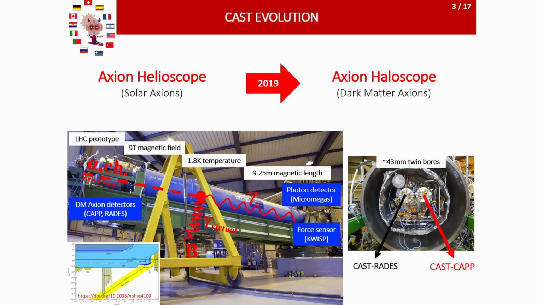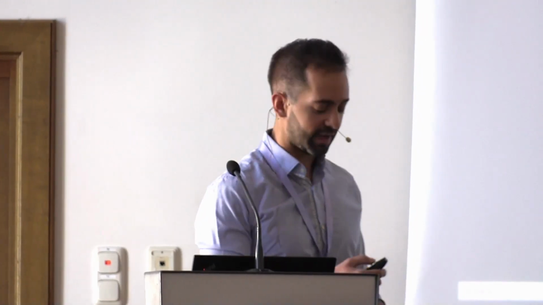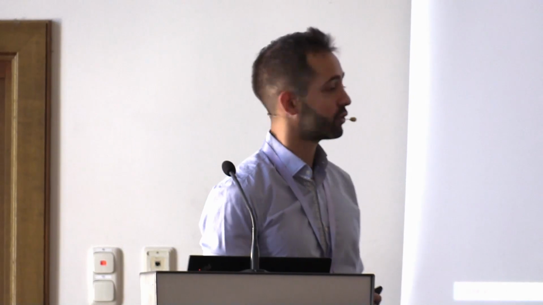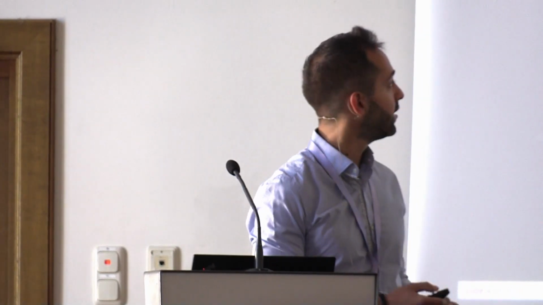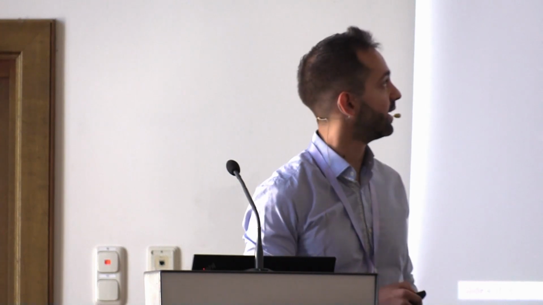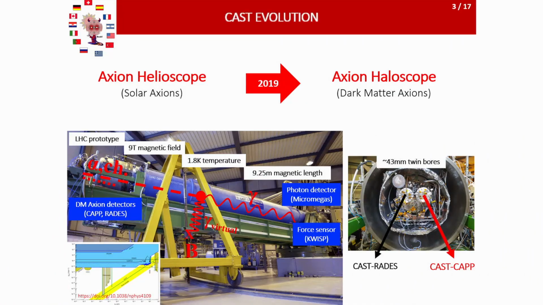So we go to CAST. You have seen CAST throughout all these years in several presentations, mostly in all the plots of the exclusions. CAST has been running for many years as an axion helioscope. Actually, for more than 20 years it was running as an axion helioscope, searching for solar axions. And then in 2019, we succeeded in converting it into an axion haloscope as well, searching for dark matter axions.